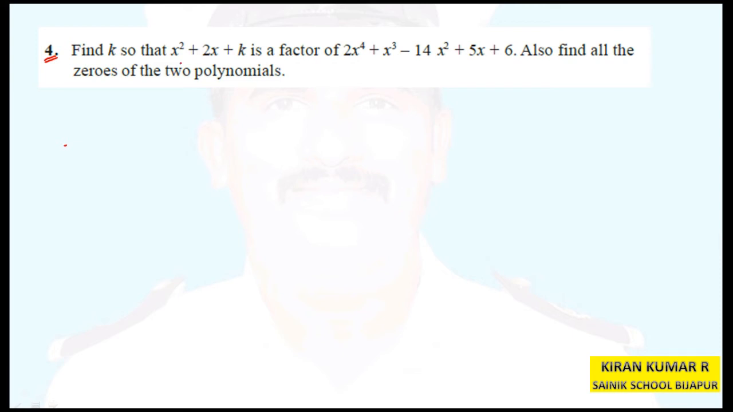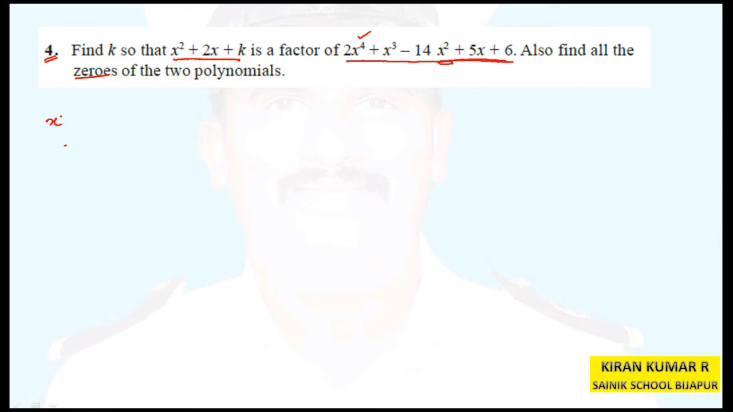Let us now take up question 4. In question 4, we are asked to find the value of k so that x squared plus 2x plus k is a factor of 2x to the power 4 plus x cubed minus 14x squared plus 5x plus 6. Also find all the zeros of the two polynomials. The two polynomials are x squared plus 2x plus k and 2x to the power 4 plus x cubed minus 14x squared plus 5x plus 6. These are the two polynomials.